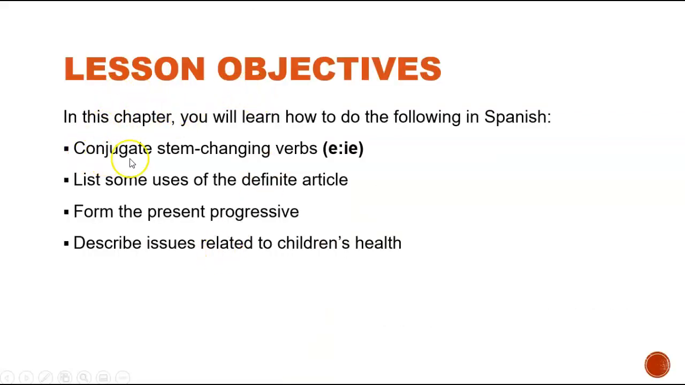We're going to learn how to conjugate stem-changing verbs. This is the first time that we look at stem-changing verbs. There are going to be 3 types, and this is the only one that we're doing in Lección 5. We'll revisit the topic in future lecciones. We'll talk about some uses of the definite article and also the form of the present progressive. So those are some of our grammar objectives. Lastly, in Lección 5, we'll describe issues related to children's health, because again, we're talking about en el consultorio del pediatra, in the office of the pediatrician.